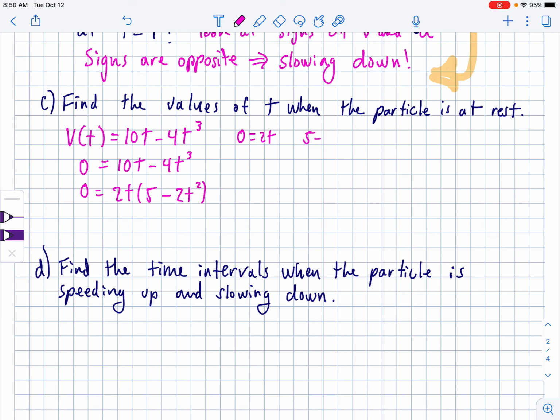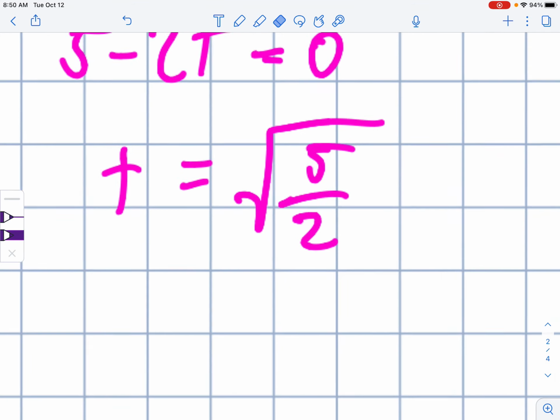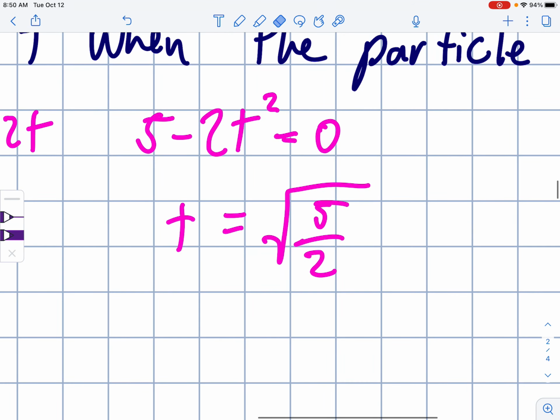So then when you set them both equal to 0, you get 0 is equal to 2t, and 5 minus 2t squared is equal to 0. So here you get t is equal to 0, and then you subtract 5, you divide by 2, so you get t squared is equal to 5 halves. No, not t squared. I took the square root, so t is equal to the square root of 5 halves.